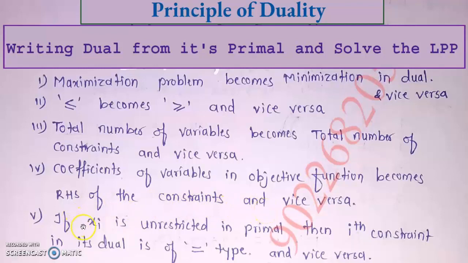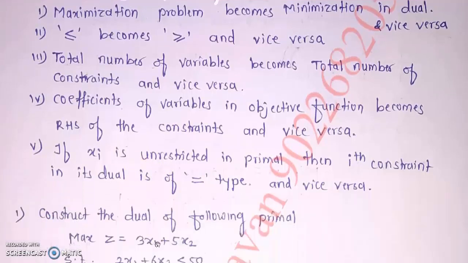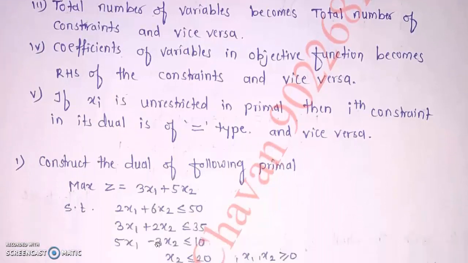And fifth, if xi is unrestricted in primal, then the ith constraint in its dual is of equality type. I repeat, suppose x2 is an unrestricted variable in the given primal or given LPP. Then since x2 is unrestricted, we will have the second constraint in its dual of equality type. In the example we have a detailed explanation and vice versa. So let's see the first example on this.